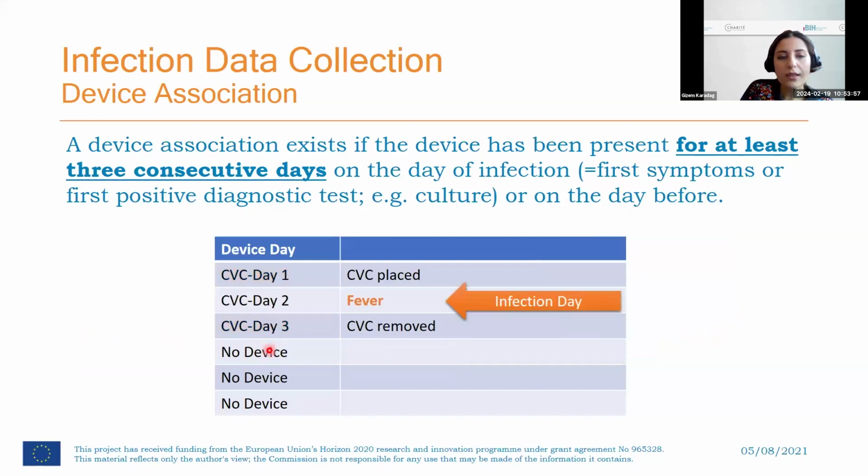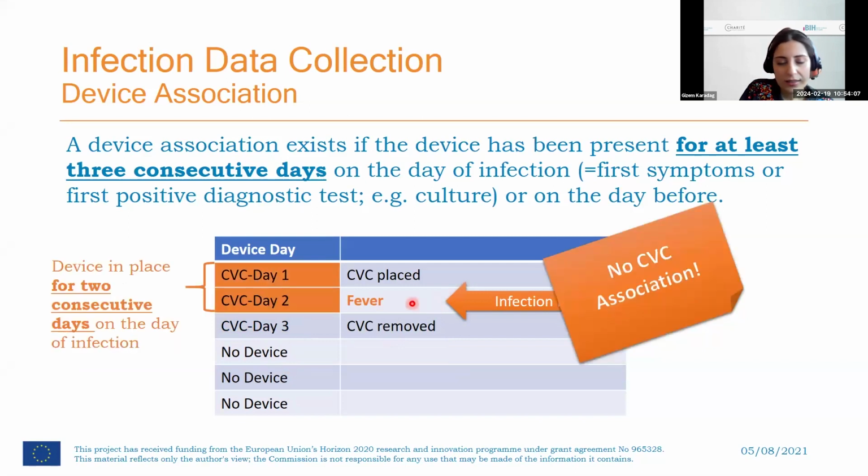consecutive days. If the patient had CVC on these 3 consecutive days, but the fever occurred on day 2, which is our infection day, it wouldn't be a device-associated sepsis anymore because the device was in place only for 2 consecutive days on the day of infection, which is too few for our definition.